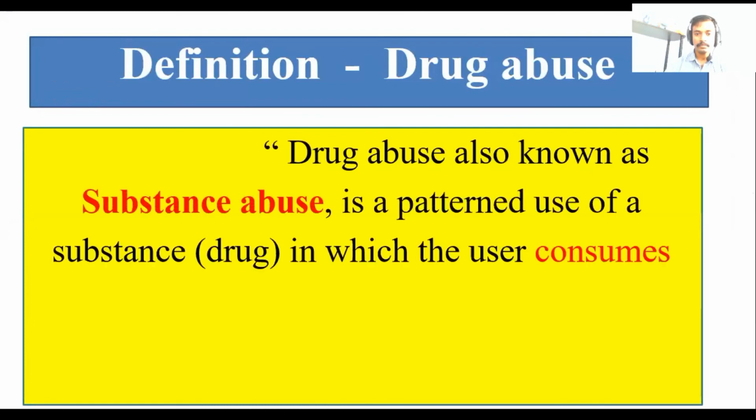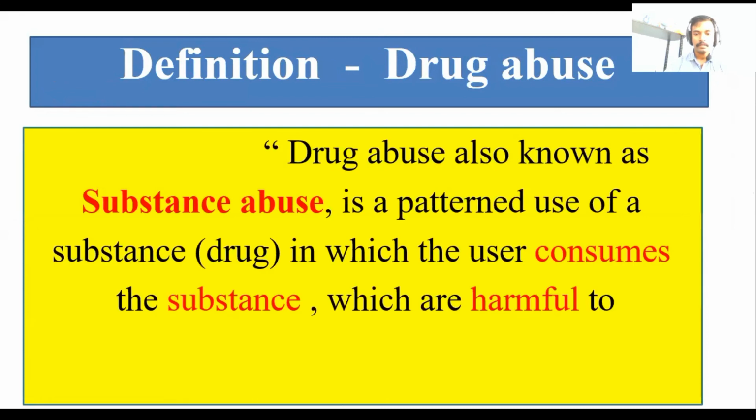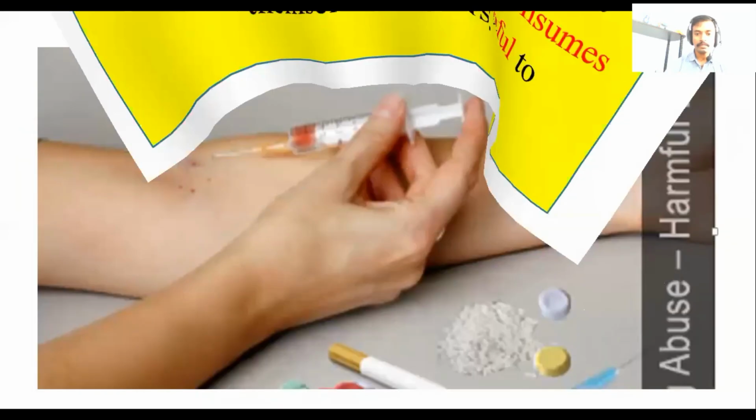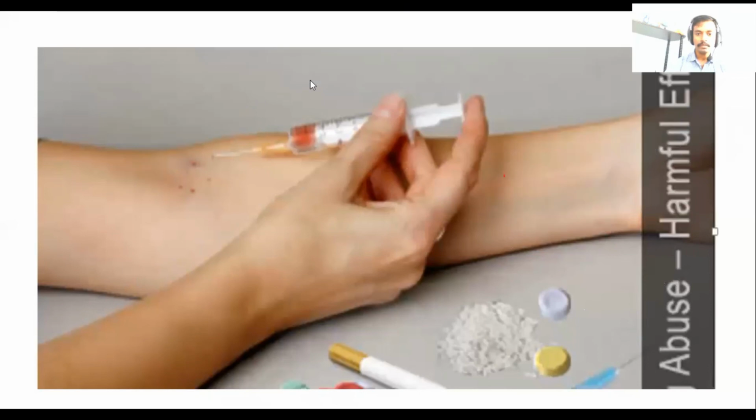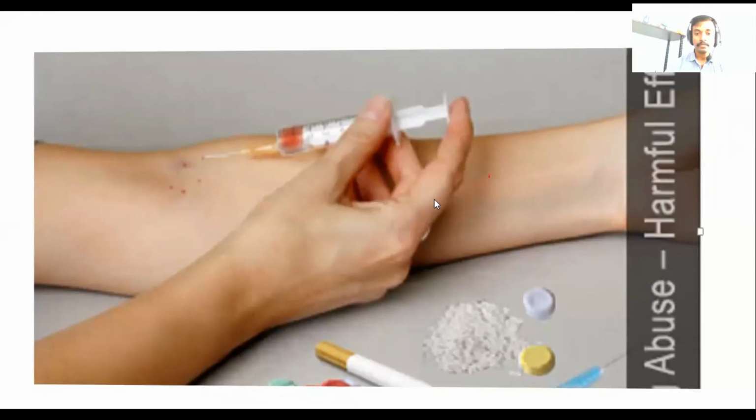Then define drug abuse. It's also known as substance abuse. The person consumes substances which are harmful to themselves as well as others. For example, in a family, a person continuously using drugs for living not only affects this individual, but also the whole family, as well as society.